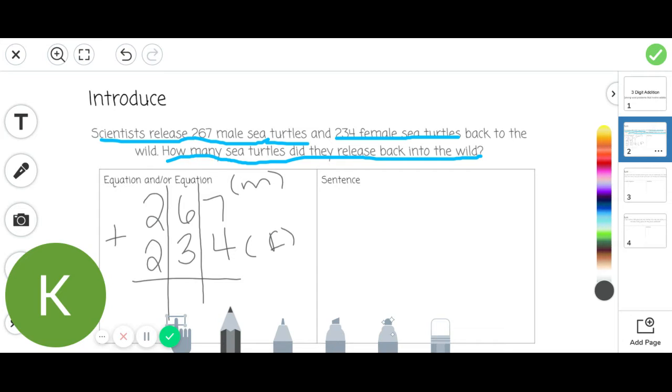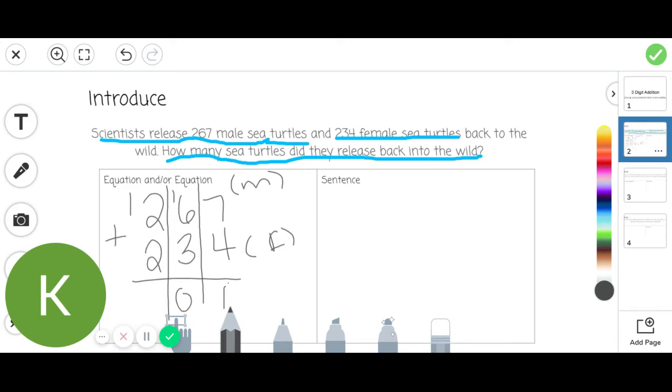7 ones plus 4 ones is going to be 11 ones. Now, I'm going to write 1 in the ones place, and then I'm going to write 1 in the tens place to represent the 10 that's in 11, and the 1 down here represents the 1 that's in 11. 6 tens plus 3 tens plus 1 ten is going to be 10 tens, which means I'm going to have a 0 in my tens place because 10 tens is the same as 100. So I have to regroup my 100.